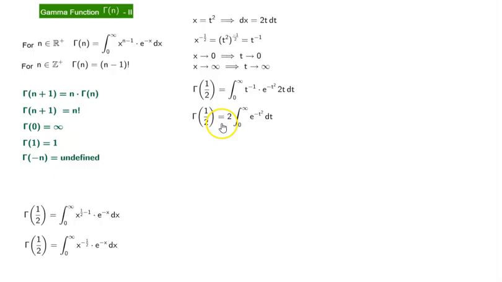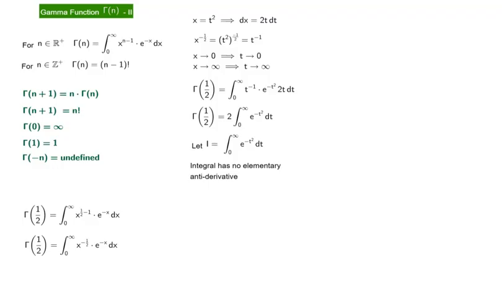And the limits remain the same, 0 to infinity. So gamma of 1 by 2 is equal to, now here what is happening, t and t inverse are getting cancelled. 2 is a constant, comes out. So we have 2 times the integral 0 to infinity of e to the power of minus t square dt. So let's say I is equal to this integral. The integral has no elementary antiderivative.